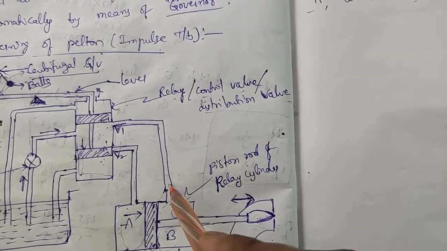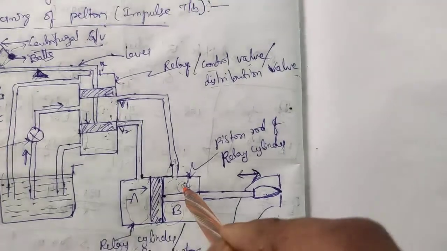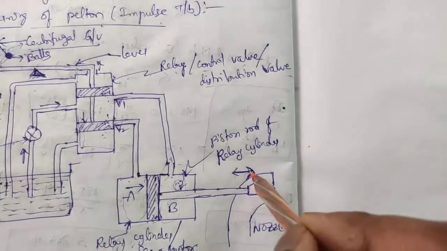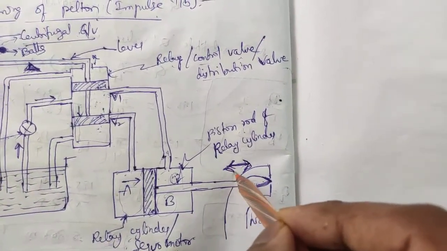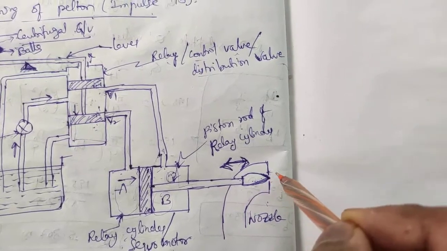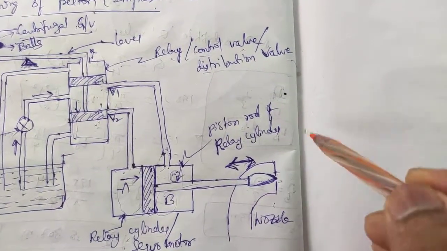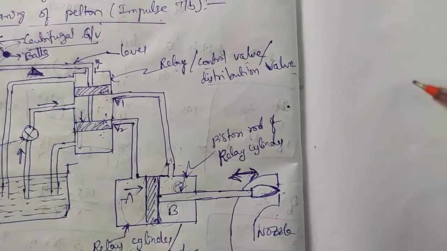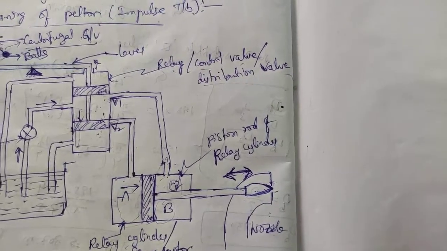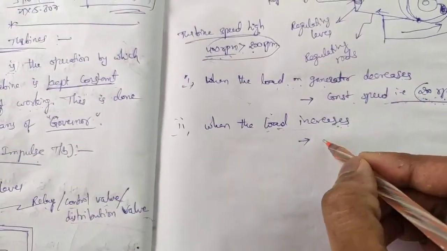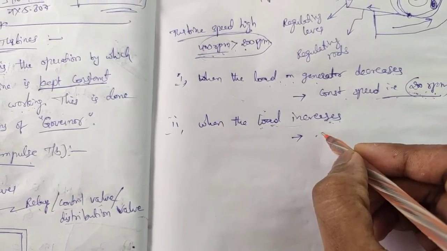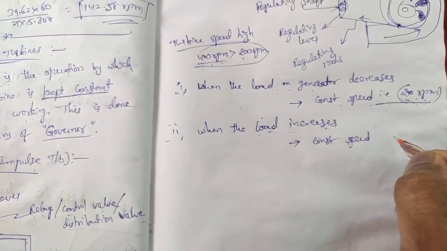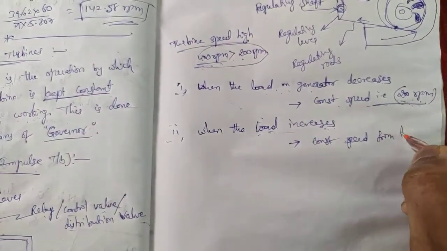Whatever high pressure oil enters the servo motor pushes the piston backward, so that the sphere moves leftward and the nozzle diameter increases. Hence the rate of flow is increased. If you increase the rate of flow, the turbine speed automatically increases. So here we also obtain constant speed from less speed.